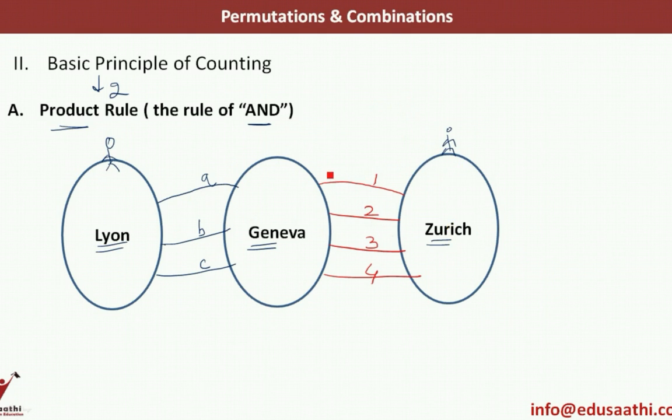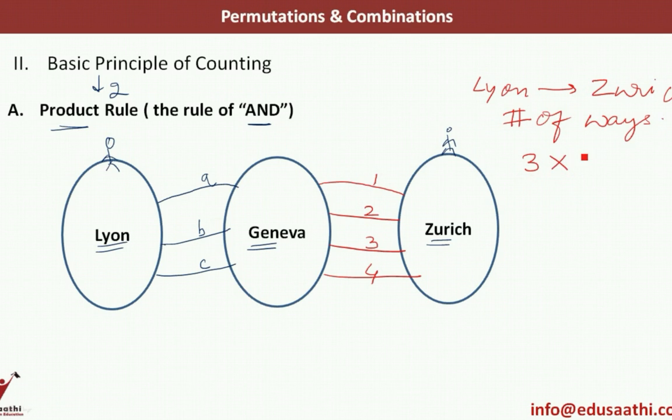So the question is, in how many ways can I go from Lyon to Zurich? I have to find out the number of ways. So the answer here is 3 ways from Lyon to Geneva multiplied by 4 ways from Geneva to Zurich. So I'll have a total of 12 ways. What are those 12 ways? Let's list down. What are the different possibilities?